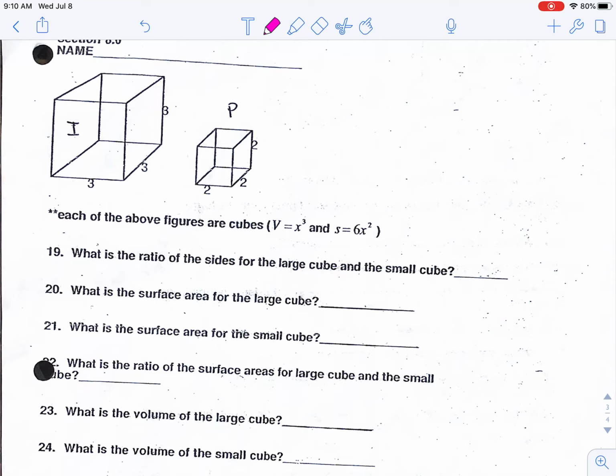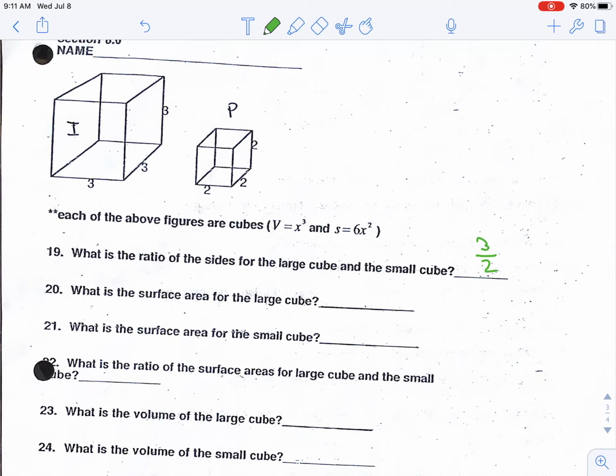If we look at the two solids that we have here, we're going to work on volume a little bit more in chapter 12, but I know you've done volume before, and I'm giving you the formulas here. So what is the ratio of the sides for the large cube and the small cube? The ratio of the sides for the large cube to the small would be 3 to 2.